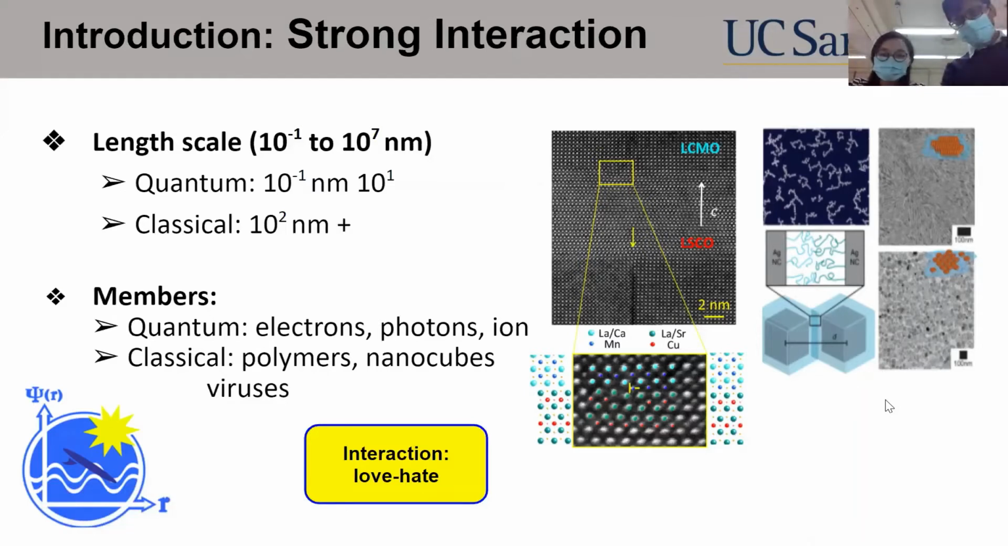Yeah, so these are the love-hate relationships in a quantum system, where the electrons are mediated by ions, and they love or hate each other. We know that electrons don't like another electron, but through ions they start to like each other, and sometimes they form pairs. So this is basically the interaction between strongly interacting particles. Like in the classical regime, the nanocubes don't like each other, or sometimes they like each other depending on the polymers through which their interaction is mediated.